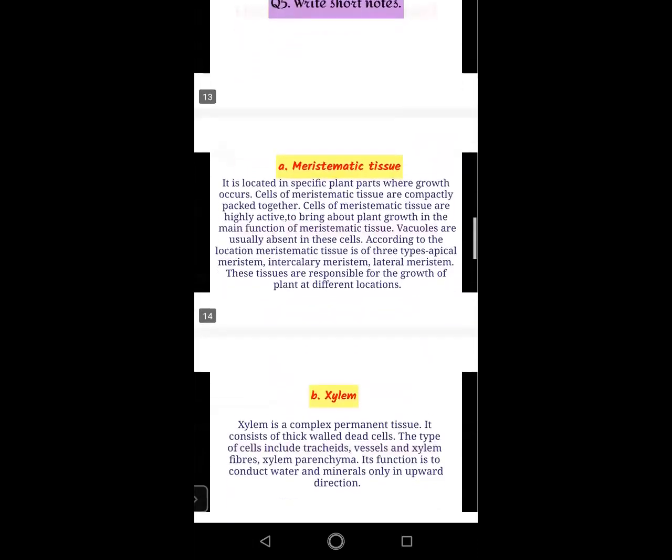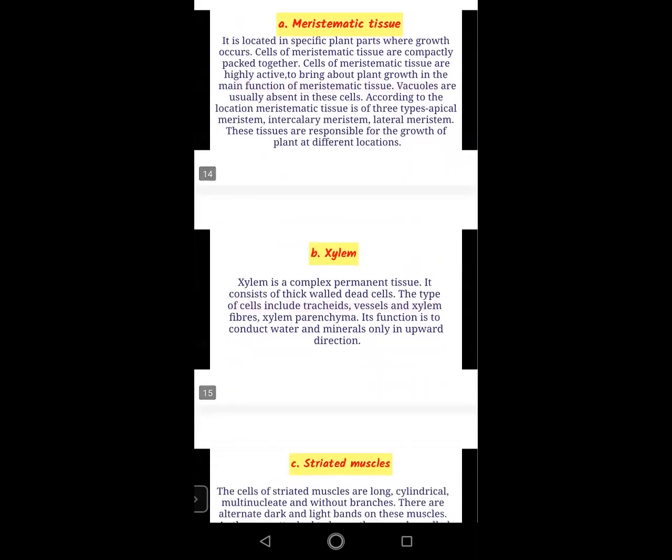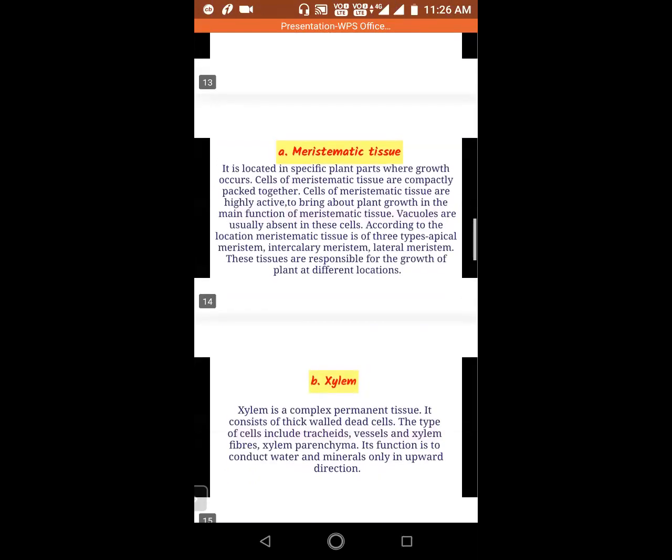Yes, next is xylem. Have you noted down this?